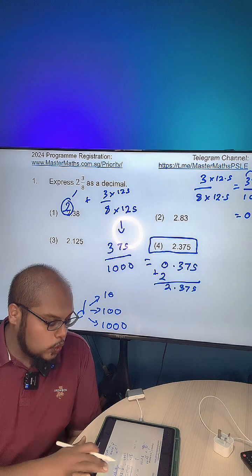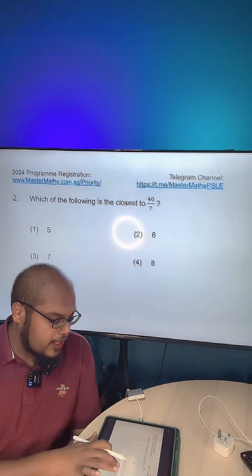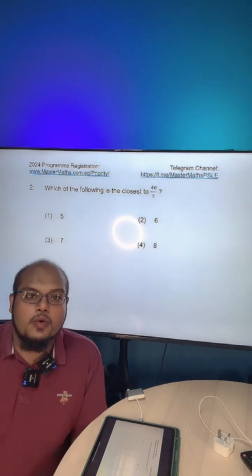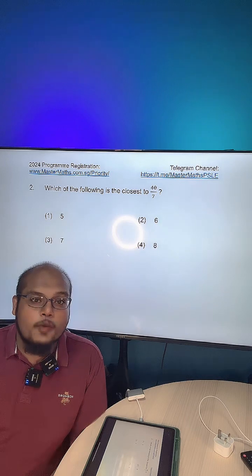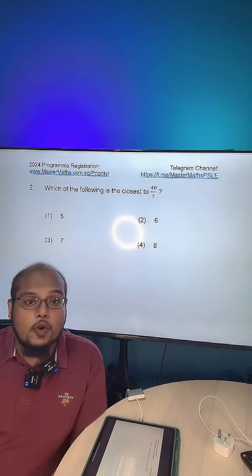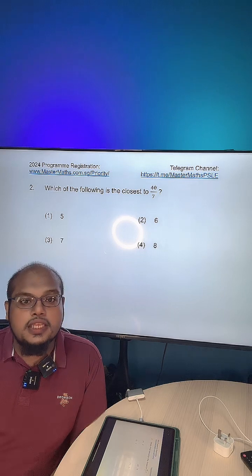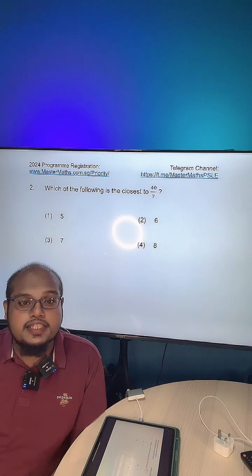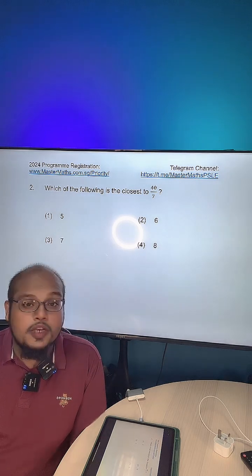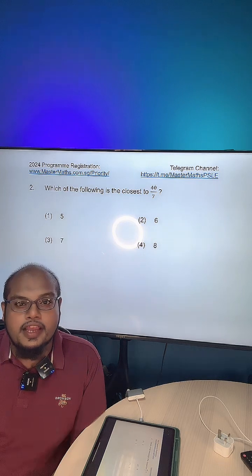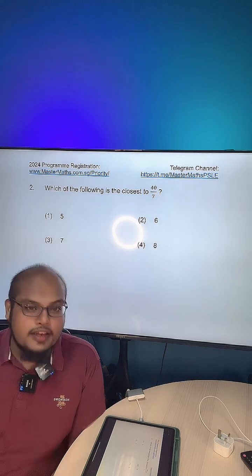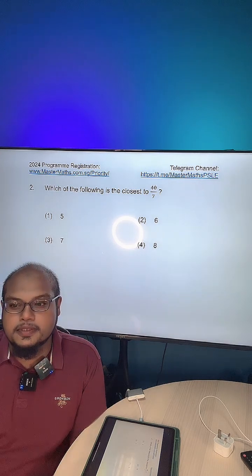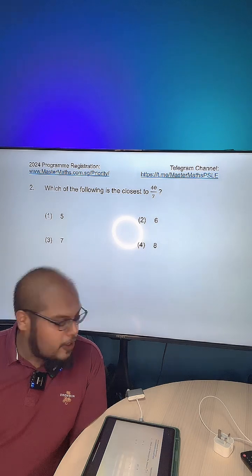Alright, let's go to question 2 for today. The question says, which of the following is closest to 40 over 7? 40 over 7. How do we do this? Are we going to find where 40 over 7 is and then measure how far away? Possible. So why don't I let you all try first?